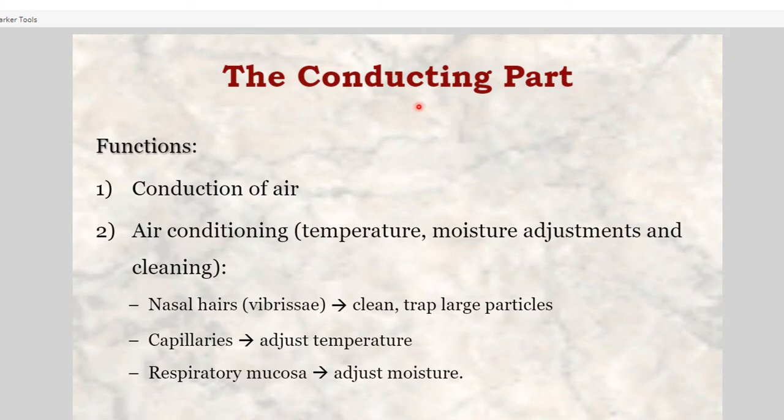The functions of the conducting part are conduction of the air, conditioning, temperature, moisture adjustments and cleaning. The nasal hairs which are present, also called vibrissae, are used to clean and trap large particles. There are lots of capillaries to adjust temperature, and then we have the respiratory mucosa to adjust moisture. So it is basically the conduction of air and air conditioning through nasal hairs, capillaries and respiratory mucosa.